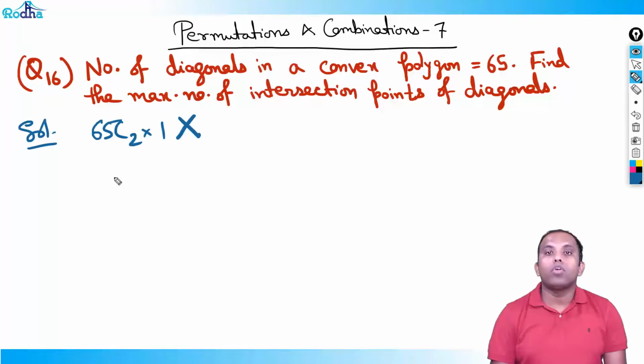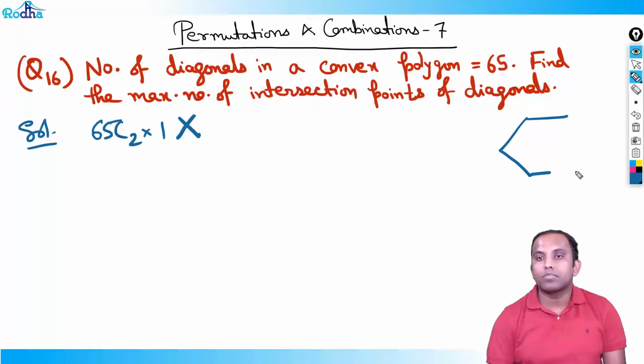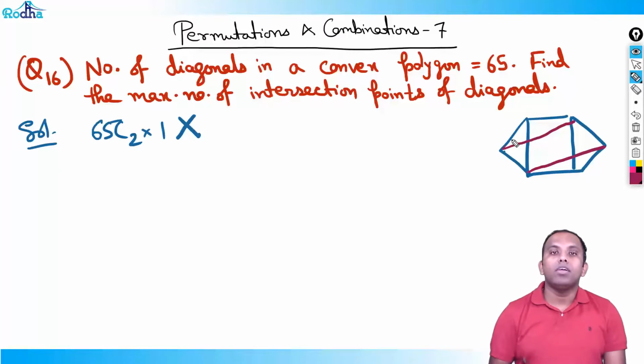Now why is it wrong? It is wrong because it is not necessary that inside the polygon every diagonal will intersect once. See a hexagon here, for example. This is a diagonal, and this is a diagonal. They need not intersect. This is a diagonal, and this is also a diagonal. They need not intersect. So each diagonal will not necessarily intersect inside the polygon. So this is wrong. So how to do it now?